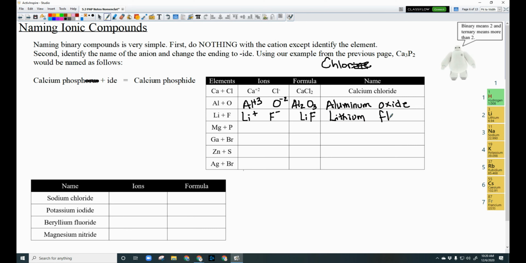fluoride. Okay, now remember, spelling fluoride is flu, just like the virus, fluoride.